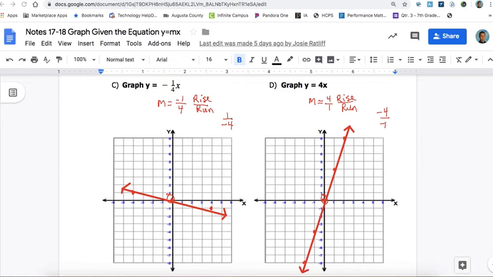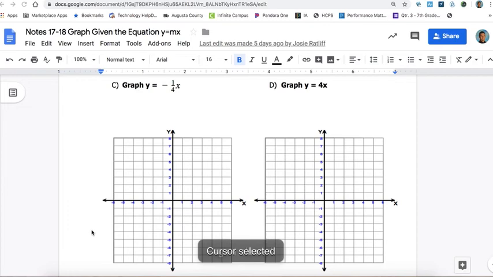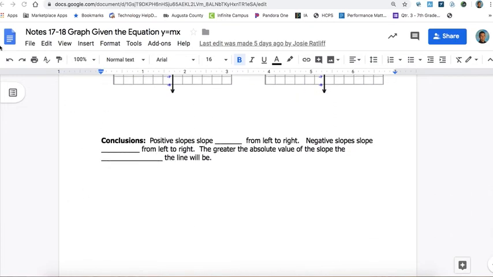Okay, let's conclude what we've been saying all along today. Positive slopes slope up from left to right. Negative slopes slope down from left to right. And this we didn't talk about. The greater the absolute value of the slope, the steeper the line will be. Now, when I go back through this, you're not going to be able to see the graphs.